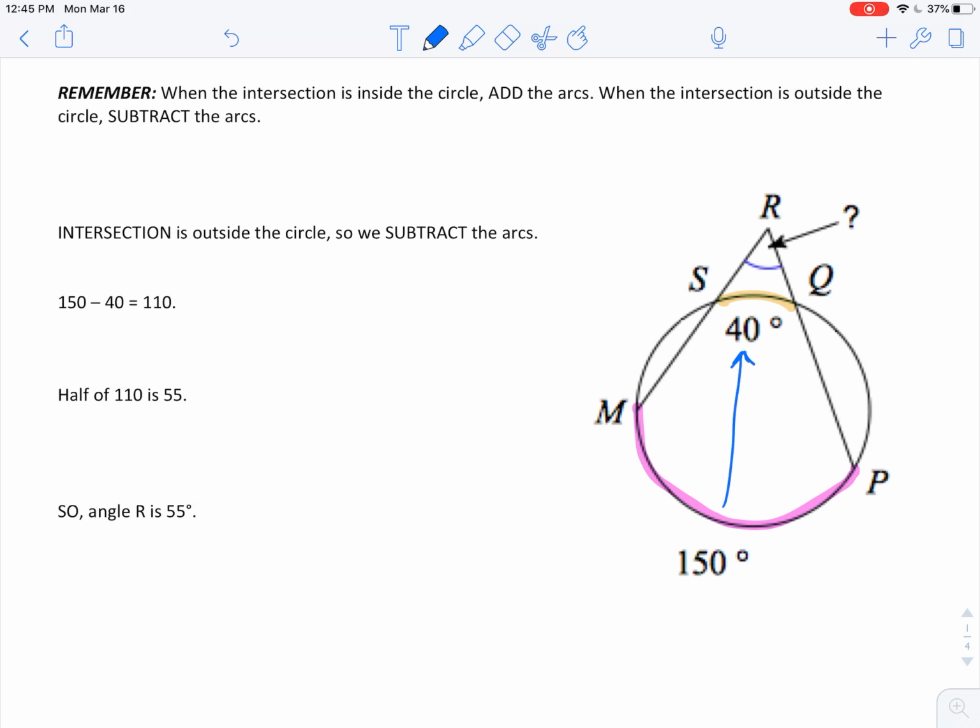So 150, the arc farthest away from R, and I'll subtract the arc that's closer to R. So 150 minus 40 to get me 110. And then we'll take 110 divided by 2, or half of 110, gets me 55. So I know that angle R here is 55 degrees.